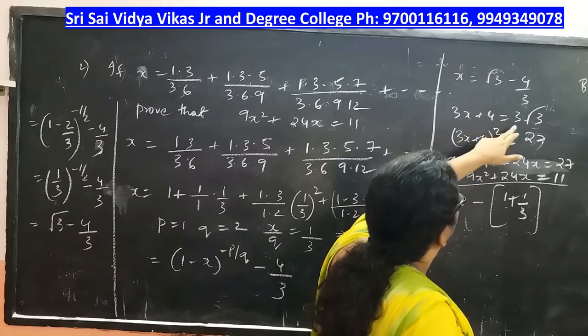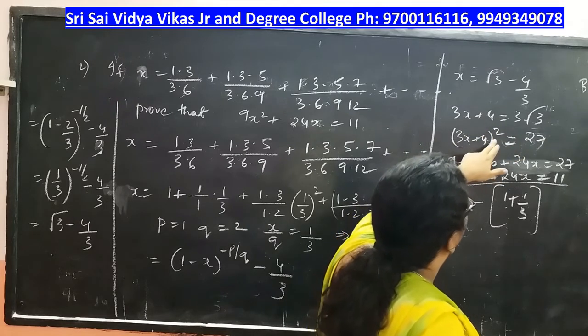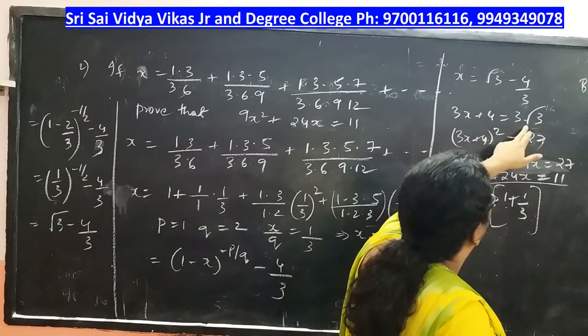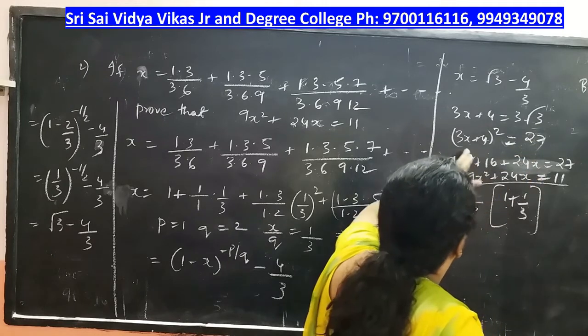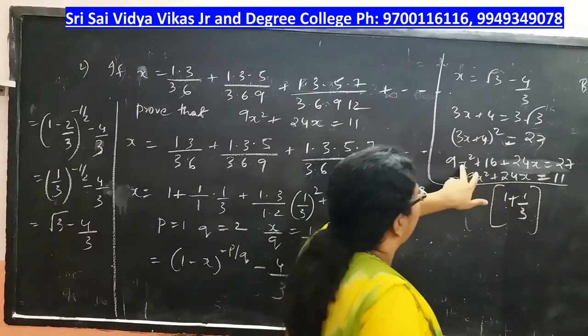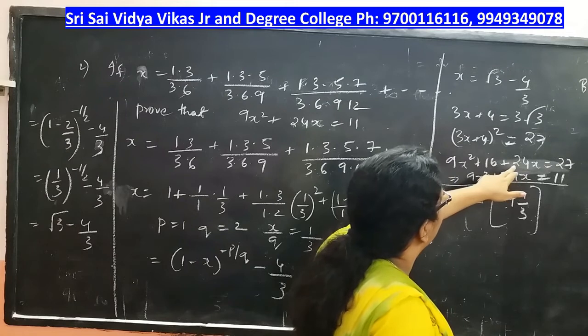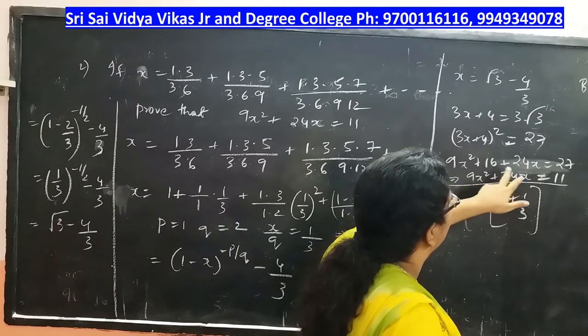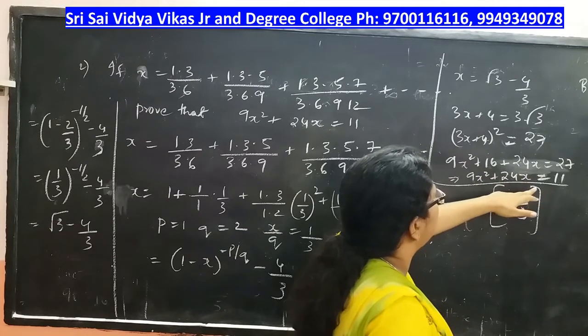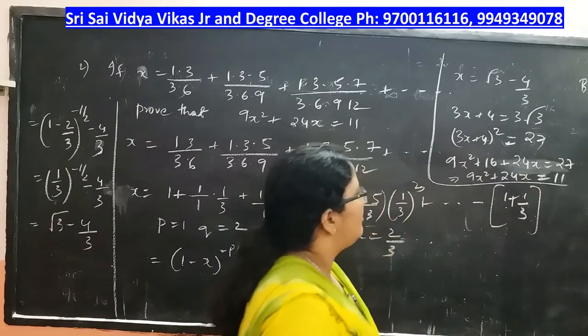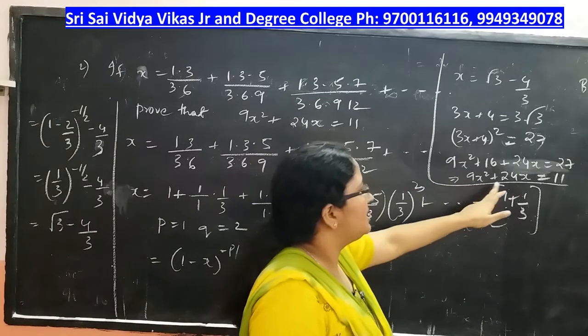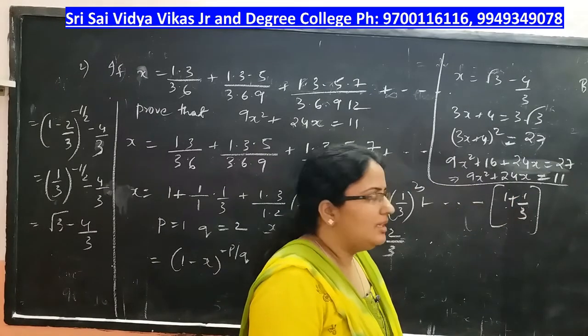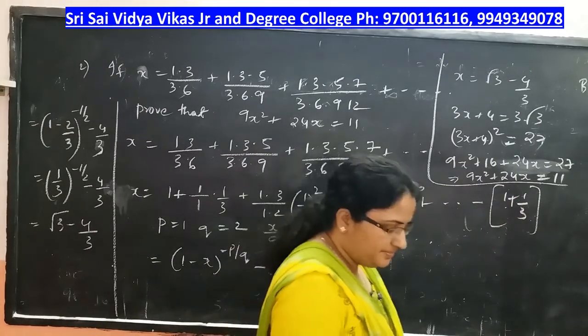3x plus 4 is equal to 3 root 3. 3x plus 4 whole square is equal to 3 root 3 whole square, which will be 27. 3x plus 4 whole square means 9x square plus 16 plus 24x is equal to 27. 9x square plus 24x is equal to 27 minus 16, that will be 11. Therefore we have proved that 9x square plus 24x is equal to 11. That's about this problem.